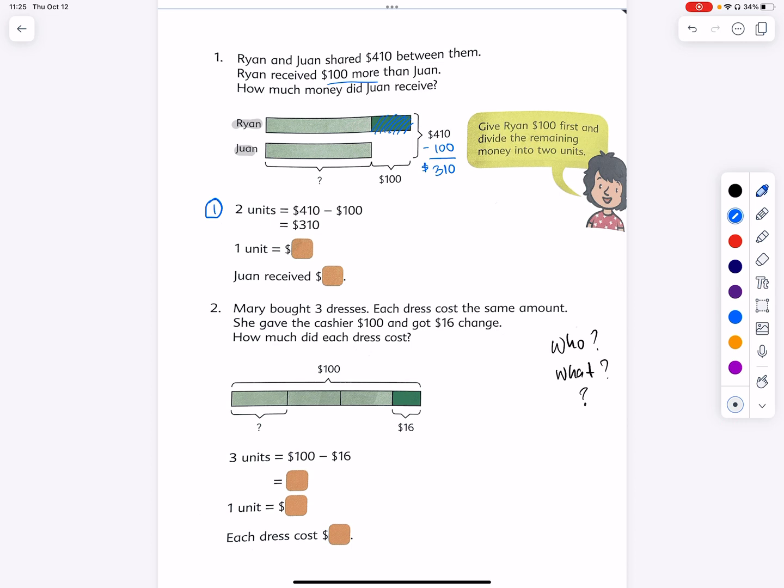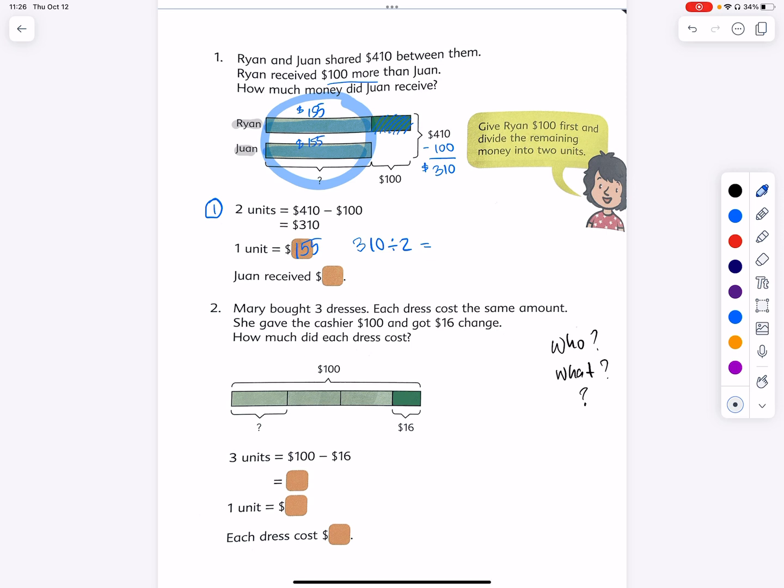And now, what do we have? Well, we know that Ryan's bar and Juan's bar are equal, and together they're $310. So if 2 units are 310, 1 unit would be 310 split into 2 equal parts, and therefore it is $155. This is the piece that's $155, and this piece is $155.